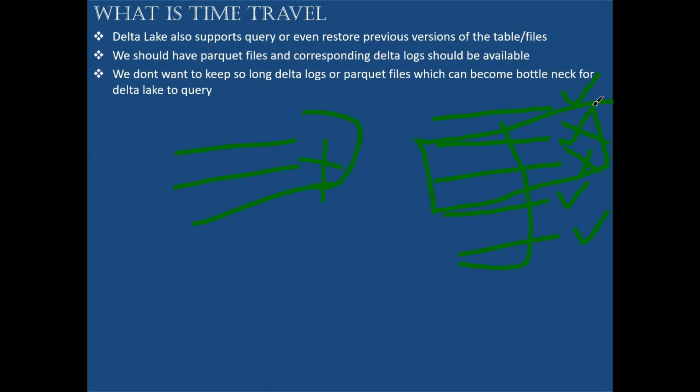Similarly, if you are keeping years of data or months and months of data, there will be a lot of unnecessary files, which makes it very difficult for Delta to scan and query particular files. The performance will be hit. To avoid that, we should clean up unnecessary parquet files and delta logs whenever we want. If you are very sure that there is some file you don't want, you can use the vacuum command to clean up. That we will also discuss in today's session itself.